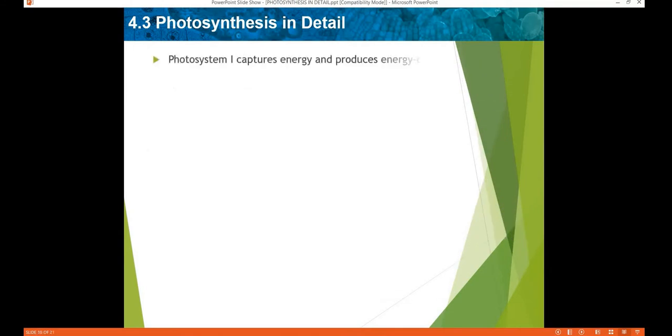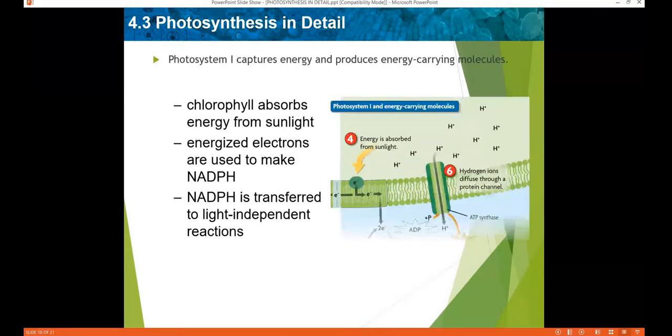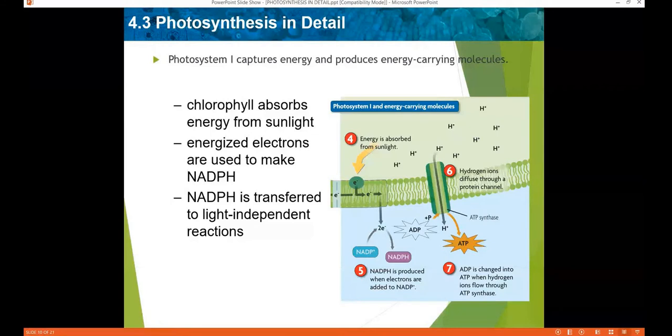Now let's move on to photosystem 1 and check out what happens in photosystem 1. Photosystem 1 and energy carrying molecules. In photosystem 1, chlorophyll and other light absorbing molecules in the thylakoid membrane also absorb energy from the sunlight. The energy is added to electrons, some of which enter photosystem 1 from photosystem 2. Now what happens next?